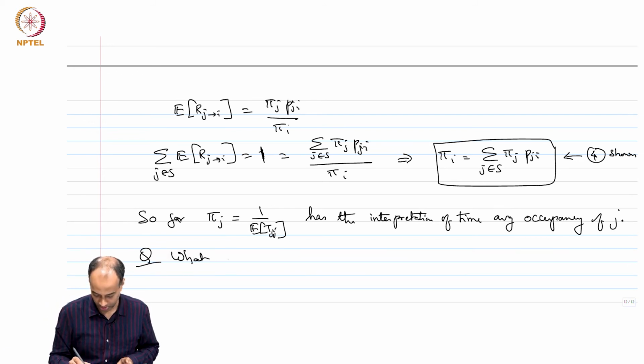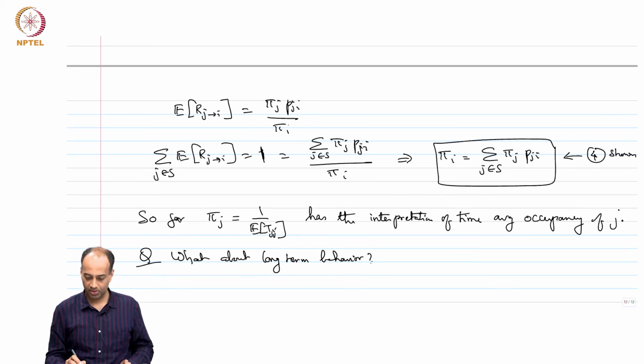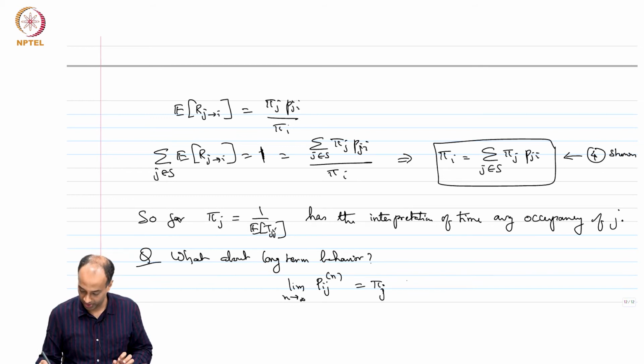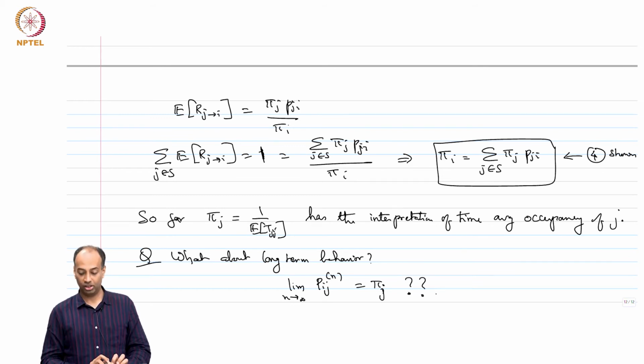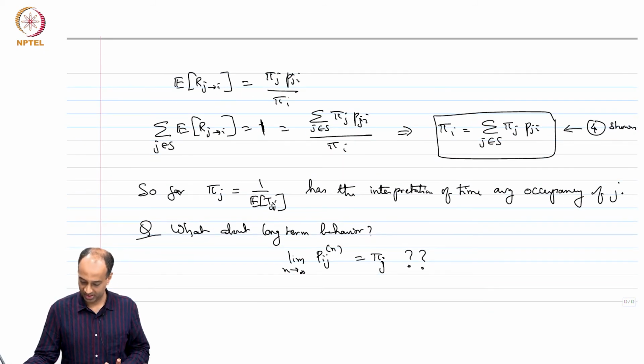What about long term behavior? Can I talk about things like, if I start in any state i, can I say that the limit as n tends to infinity of pi j n is equal to pi j? Big question mark. It is not at all clear that this can be done. So, that is what we will address next.